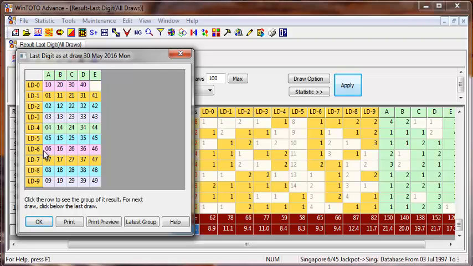So in other words, if you take a look at LD6, you can see that 6, alright, 06, so 6 is behind, 16, 16, also the numeric 6 is behind, and this is what I mean by LD6.